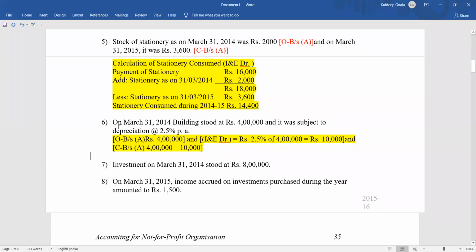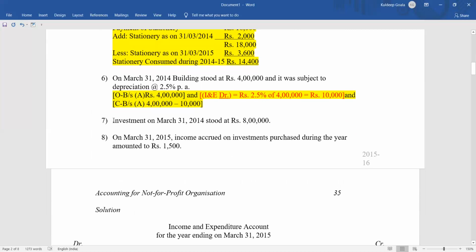I'm repeating once again. The building was there in the beginning of the year, so it will come in the opening balance sheet as it is, 4 lakh. Then it was subject to a depreciation of 2.5%, so depreciation will come in the income and expenditure account debit side. 2.5% of 4 lakh is 10,000. And then at last the total with adjustment you have to show, that is 4 lakh the building value, less the depreciation of 10,000. As a whole it will come in the closing balance sheet asset side. All of you have understood it now. Clear? Now let's go to the next one.